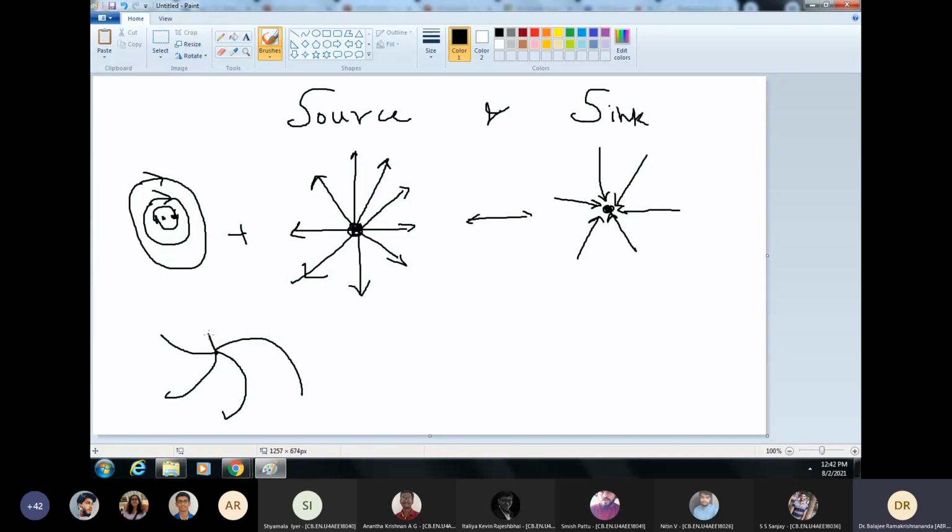Intuitively, you can think about that. And the good thing is, this will also be a solution of the potential equation. So we call this the principle of superposition. You can superimpose two potential flow solutions to get another valid potential flow solution.